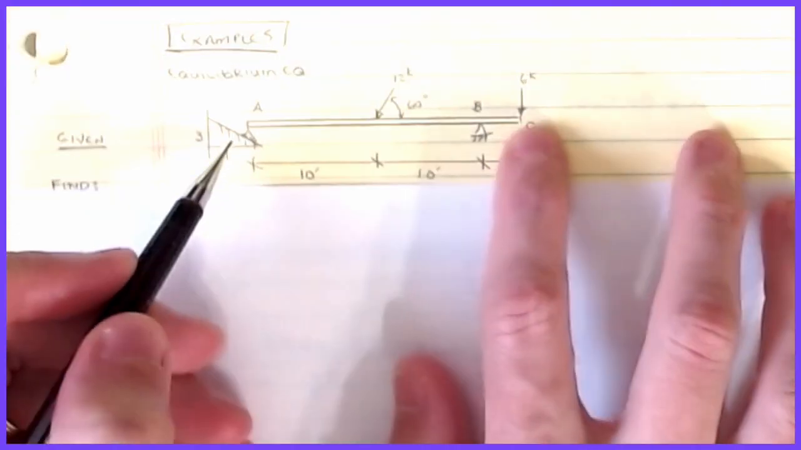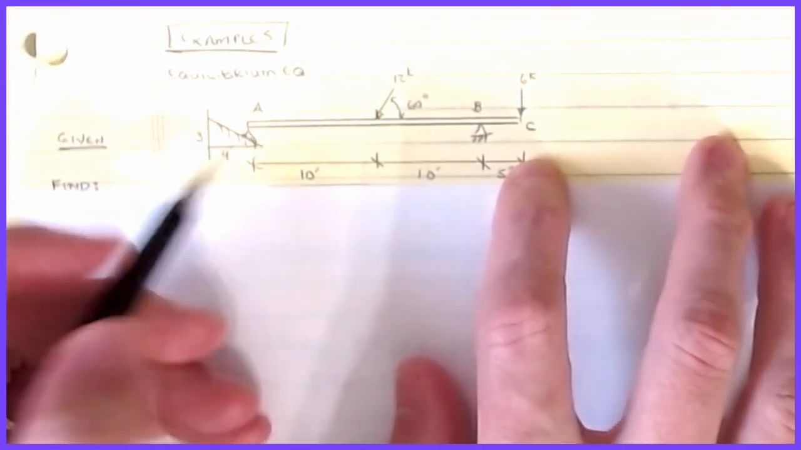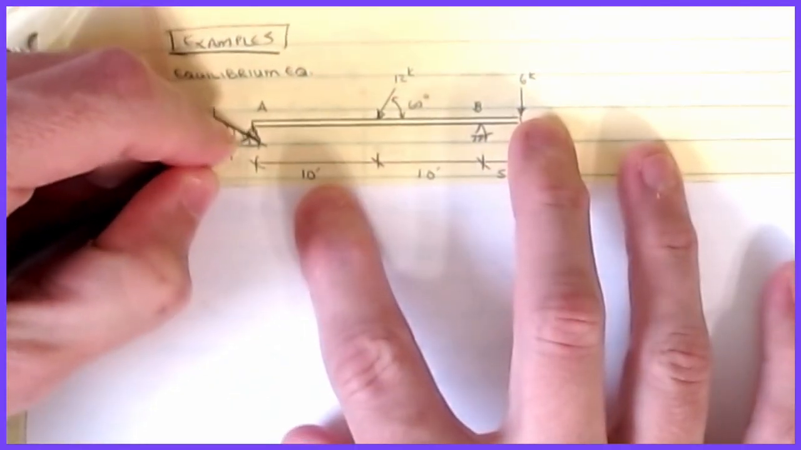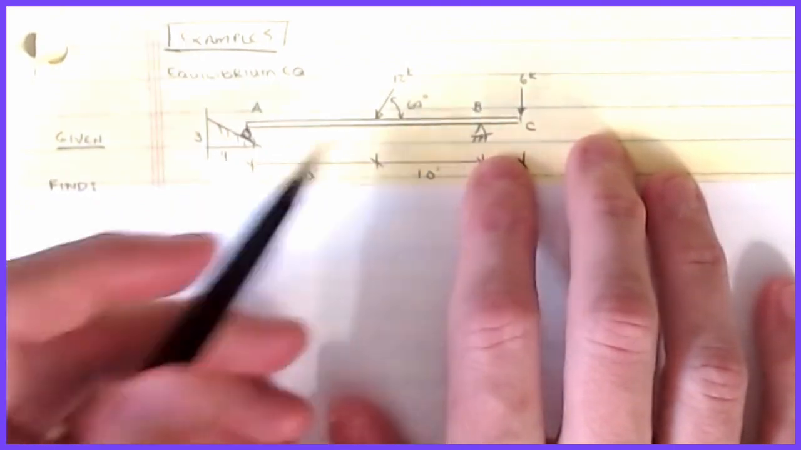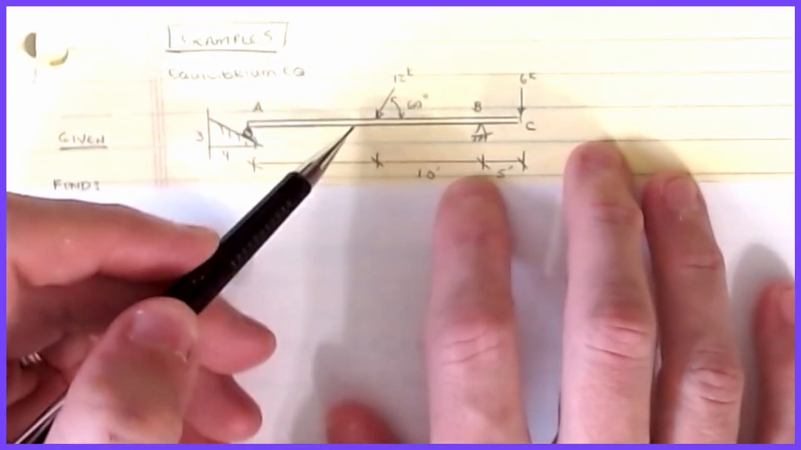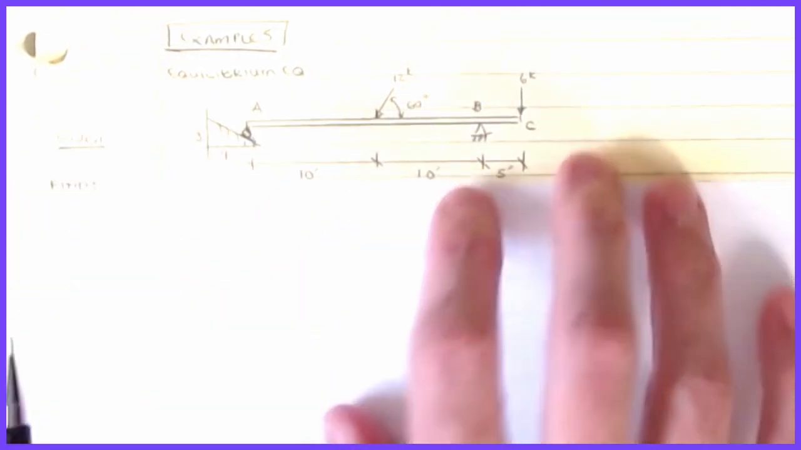Okay, so if I take a look at this, what I have is a beam that has a roller support here. It's kind of hard to see. It's okay. It has a roller support there, and then we have a pin support here, ABC. I have a point load of 12 kips at an angle of 60 degrees.